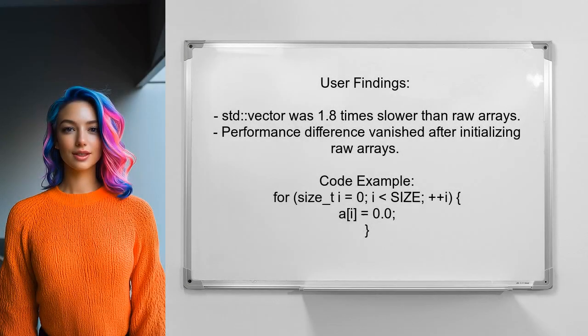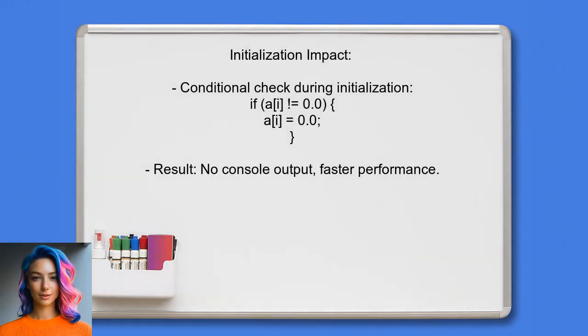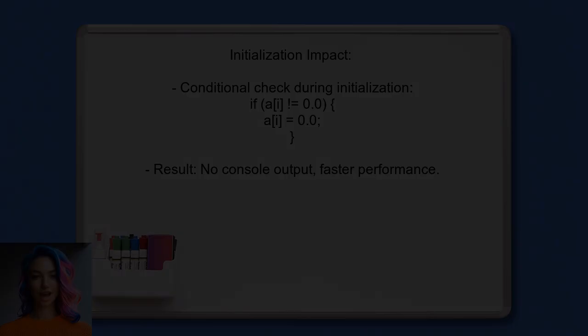This user found that the runtime for std vector was about 1.8 times longer than for raw arrays, but only when the raw arrays were not initialized. After initializing the raw arrays with zeros, the performance difference disappeared. They also noted that using a conditional check during initialization did not produce any console output, which kept the raw array performance fast. This suggests that the way arrays are initialized can significantly impact performance.